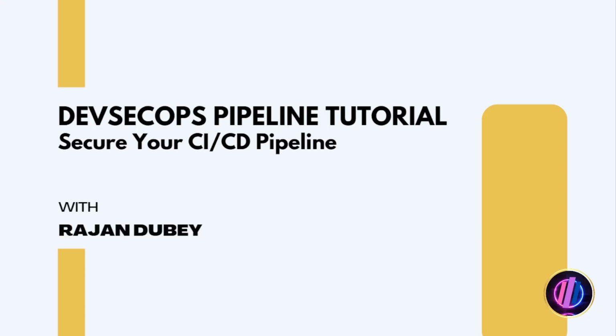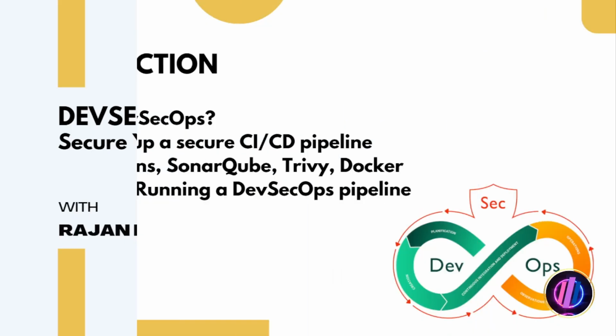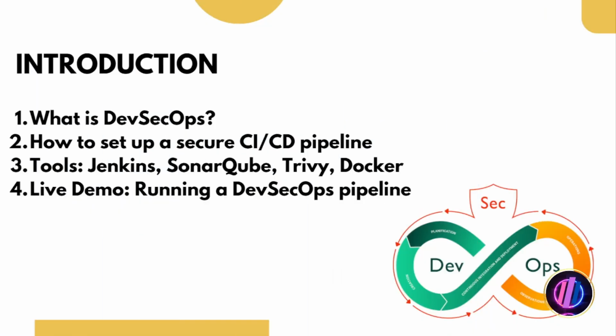In this video, I will guide you through setting up a secure CI/CD pipeline using Jenkins. By the end of this tutorial, you will have a fully automated pipeline that integrates security at every stage of development. So let's get started. In this tutorial, we will cover the following topics.